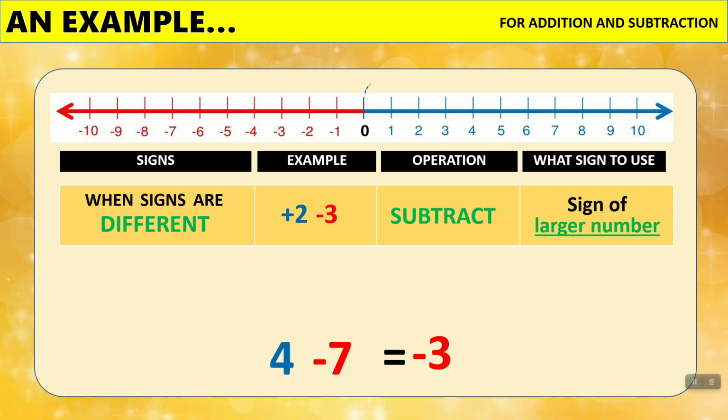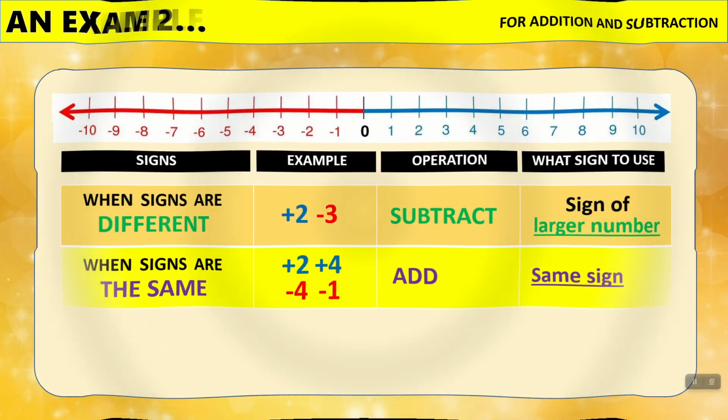Let's see how that looks on the number line. So I start with 0, and I go 1, 2, 3, 4 spaces to the right, because that's positive. And now I go 7 spaces to the left, because that is negative. 1, 2, 3, 4, 5, 6, 7. I've ended up at -3, which is what my answer is. Let's look at another example.